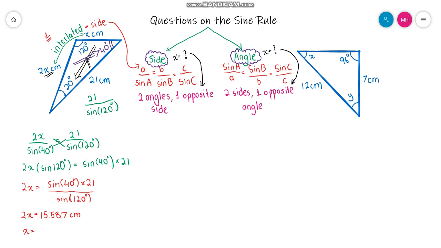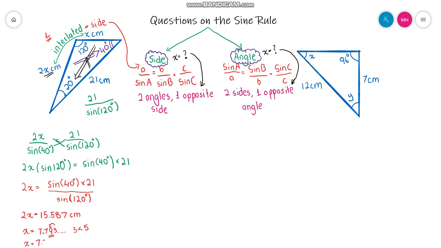You divide both sides by 2, and when you do so, you will get, now we round it to 3 significant figures, 7.793 on my calculator. Because we're rounding it to 3 significant figures, this is the digit which will change. Since 3 is not greater than 5, this will remain 7.79.